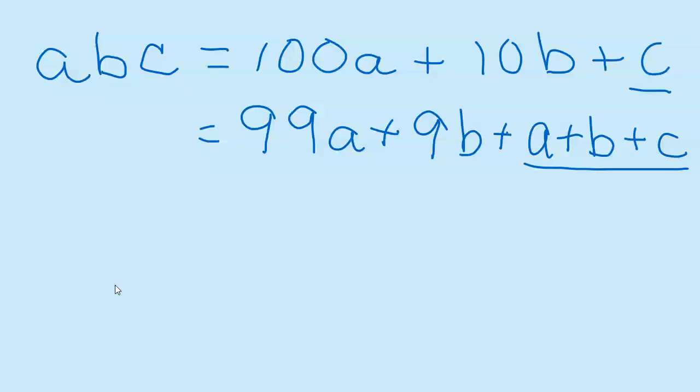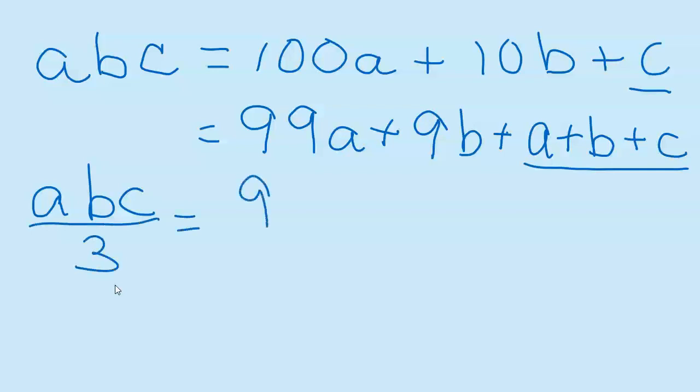And that means that if we divide ABC by 3, it will be divisible by 3. We'll get the same result as the sum of the digits A plus B plus C, divisible or not divisible by 3. So let's see how that works. We're going to take A, B, C, and divide it by 3. And that will equal then the right side.